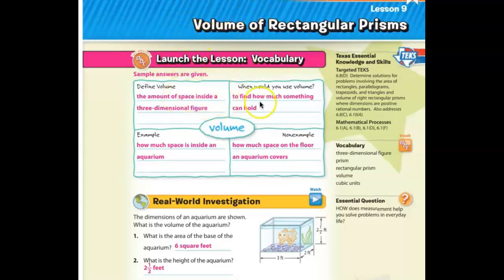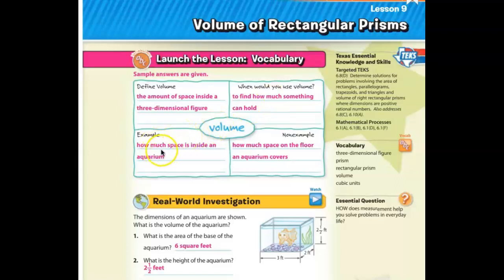So what I'd like you to do is go ahead and jot down the things that are in these boxes describing what volume is. Volume is the amount of space that's inside a three-dimensional figure. And so basically anytime you fill something up, like fill up a pitcher with water, fill up a bathtub with water, fill up a jar with candy, these are containers that hold other things, and what is inside those three-dimensional containers is volume.